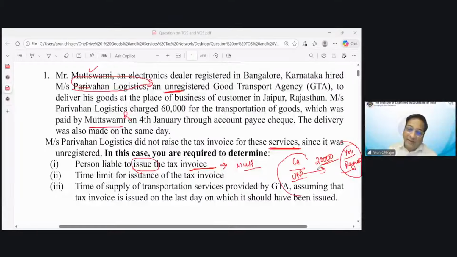Whether I will charge the GST, you tell me. When I raise the invoice of 20,000, can I charge the GST also? Answer is no. I cannot charge the GST. You all agree?